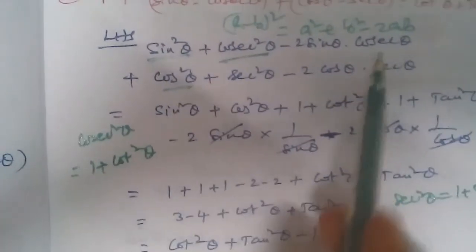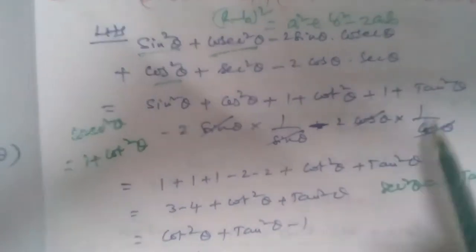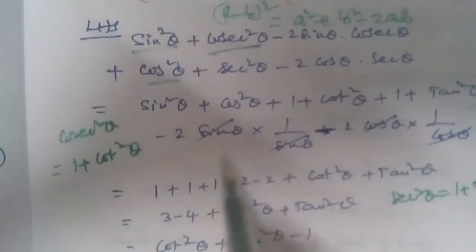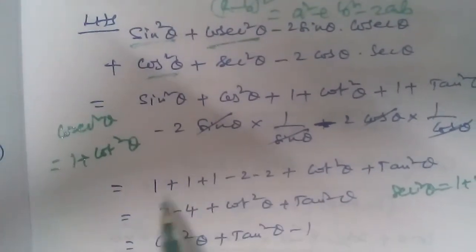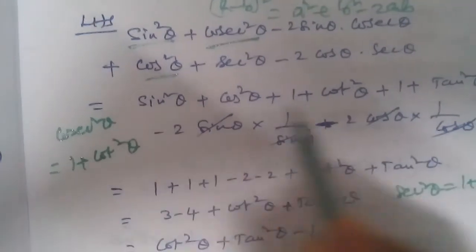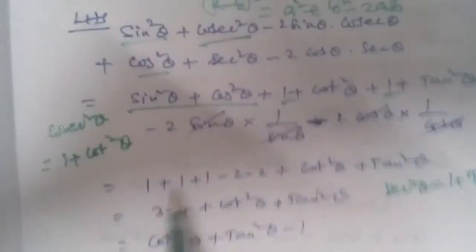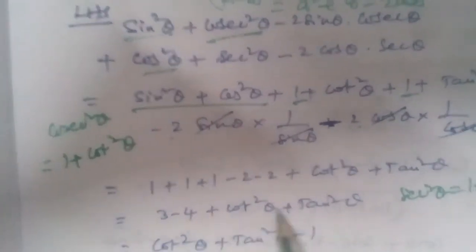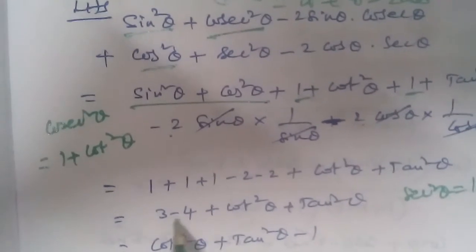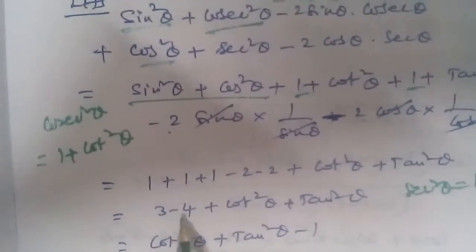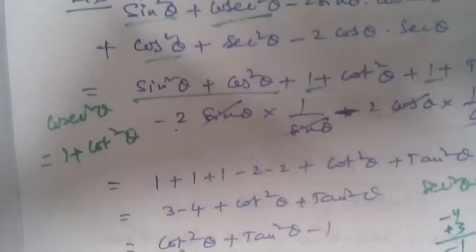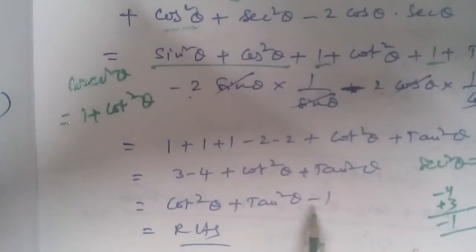I am writing cosecant theta is equal to 1 by sin theta, and secant theta is equal to 1 by cos theta. Cancelling sin theta and cos theta, we'll get sin square theta plus cos square theta is equal to 1. We'll have 3 ones here, 1, 2 and 3. We'll get minus 2 minus 2. 3 minus 4 plus cot square theta plus tan square theta. Minus 4 plus 3, we'll get minus 1. So the answer is cot square theta plus tan square theta minus 1, which is the RHS of the given problem.